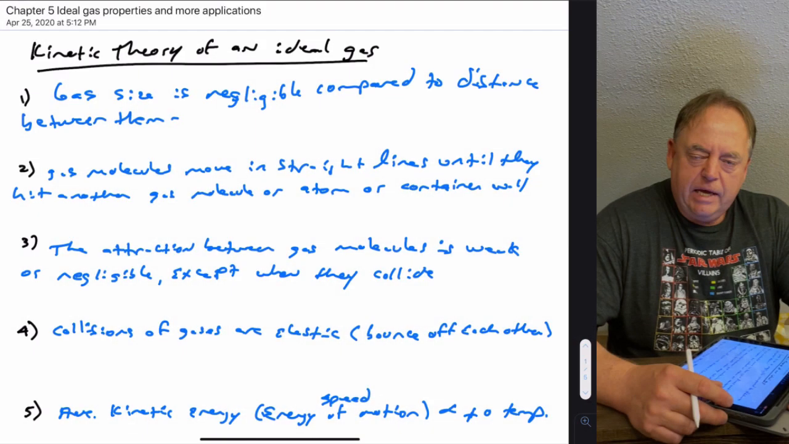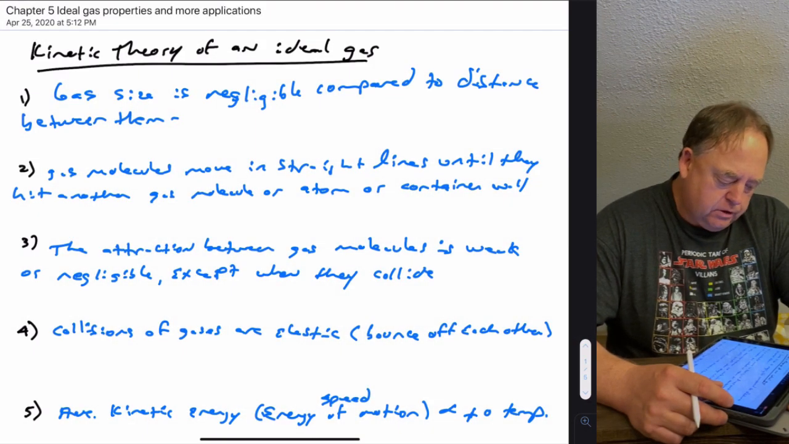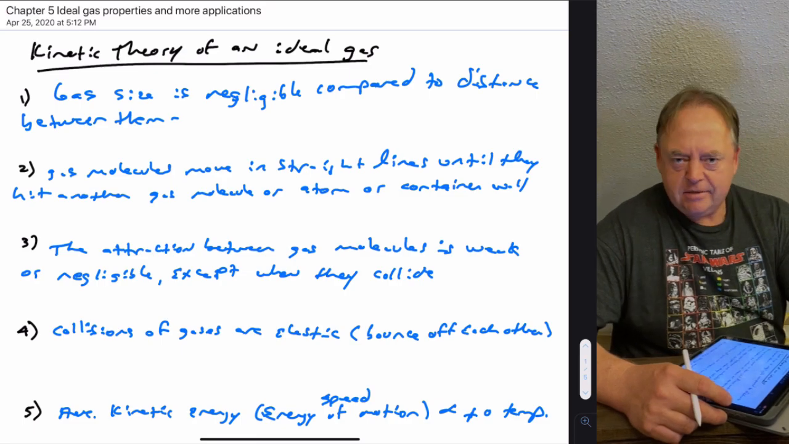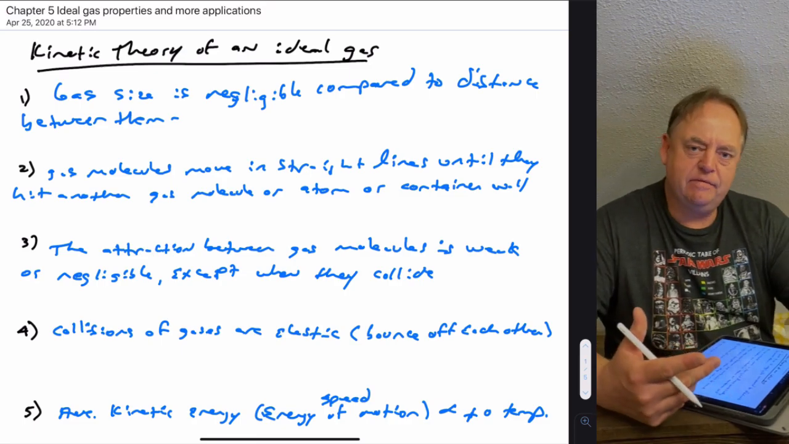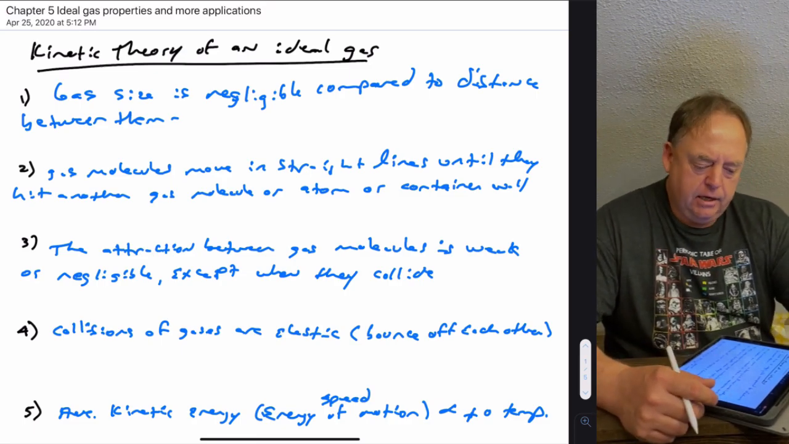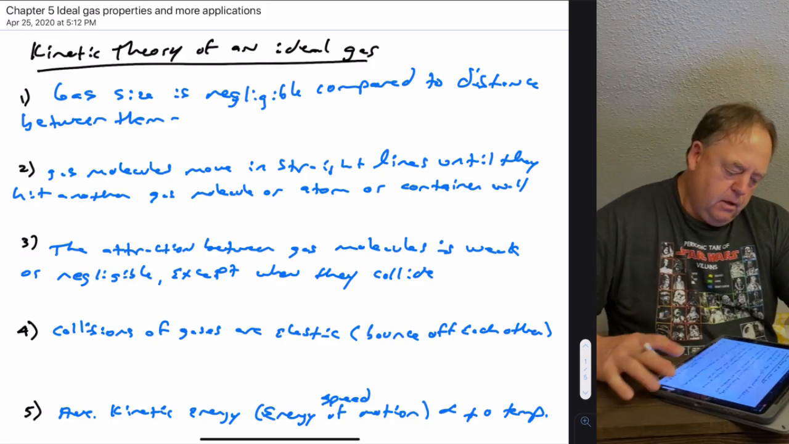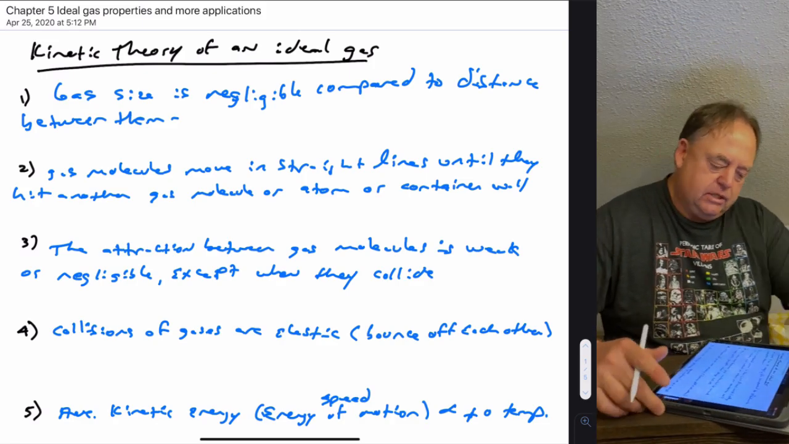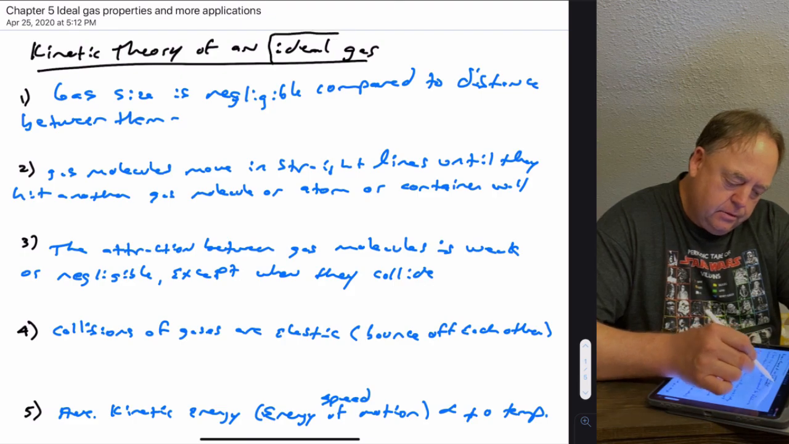So, last lecture over gases. We'll cover what's known as the kinetic theory of an ideal gas: what are some basic properties of an ideal gas, and then we'll look at a few more applications. Okay, so what does it mean for a gas to be ideal?